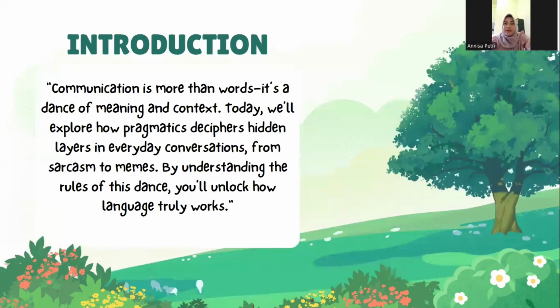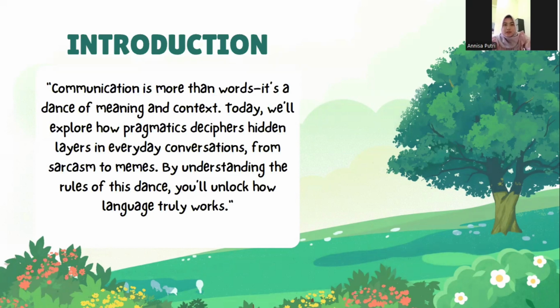As your moderator today, I'm excited to guide us through this exploration of how meaning isn't just about words. It's about the unspoken rules, context, and intention that shape every conversation. Whether it's decoding sarcasm, understanding memes, or navigating polite indirectness, pragmatics is the key to unlocking how language truly works.